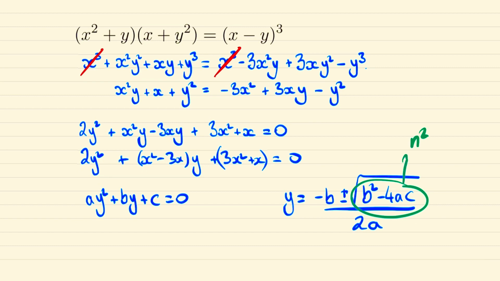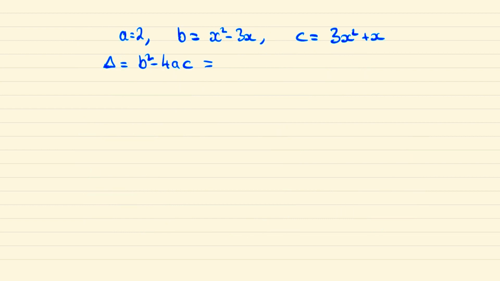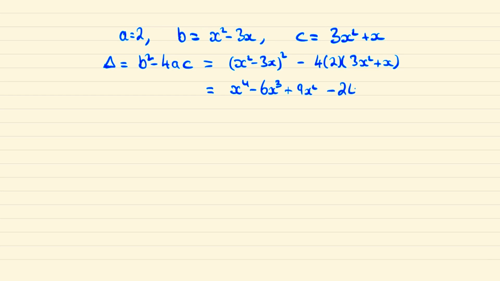So we can look at our equation that has values a equal to 2, b equal to x squared minus 3x, and c equal to 3x squared plus x. And so substituting these all into our equation, we have the following.